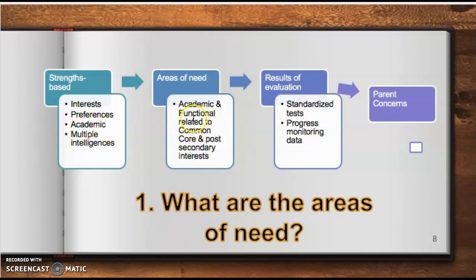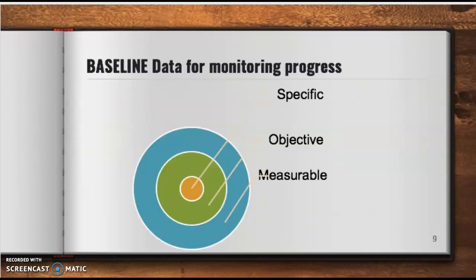Where is he functioning? And based on the Common Core or post-secondary goals that he has after college, depending on the age of the student, you do that through evaluations, standardized tests, progress monitoring data, and also involve the parents. What are their concerns? Once you have the baseline, you want to make sure it's specific, measurable, and objective. So based on that, you can create goals.